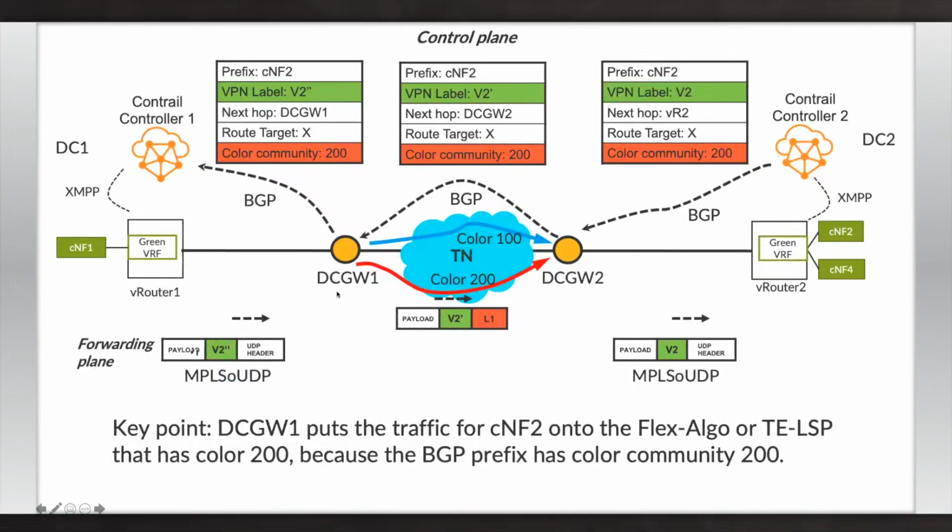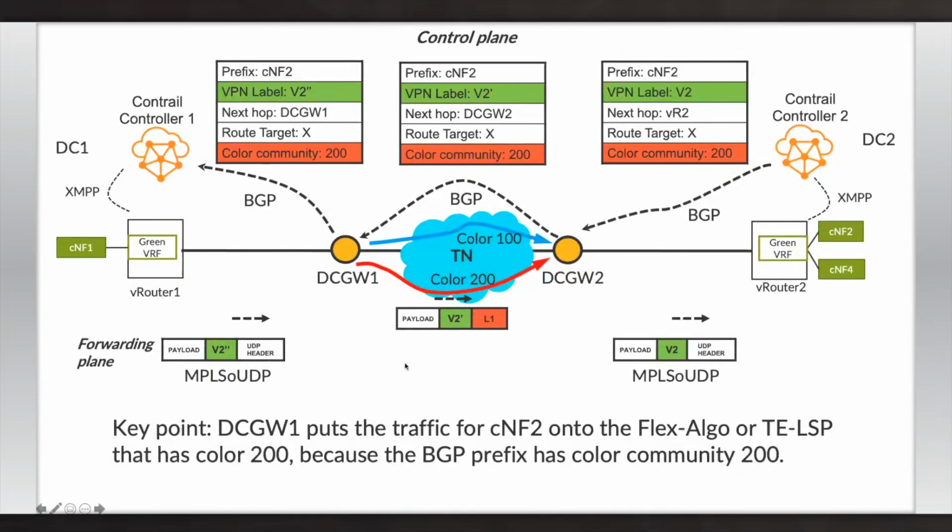Packet arrives at DC gateway 1, it will remove the UDP encapsulation. It sees this label v2 double prime, and so it knows that the BGP next hop for that is DC gateway number 2. Because the BGP route had a color community 200, that triggers DC gateway 1 to put the packet onto the color 200 transport. This might be a flex algo, it might be an SR-TE LSP, the one with color 200.